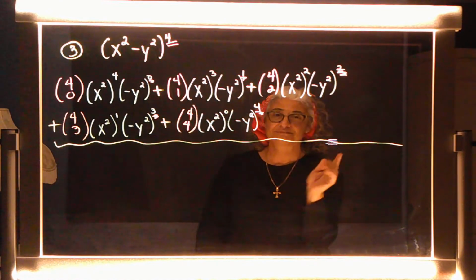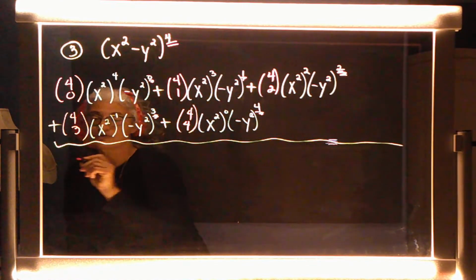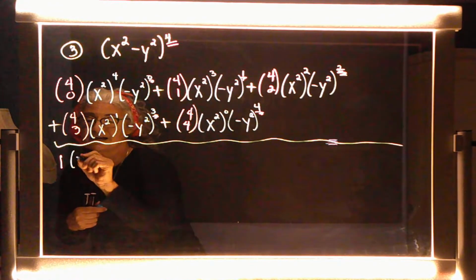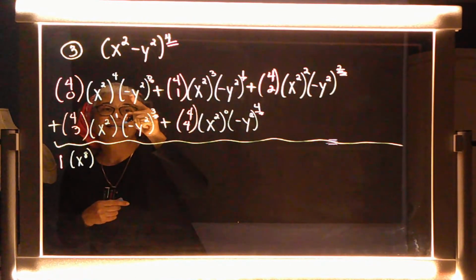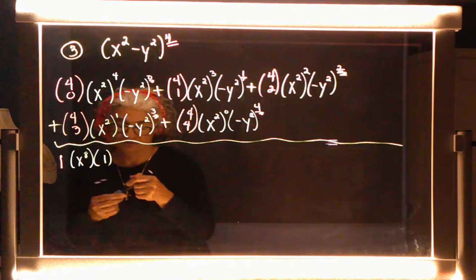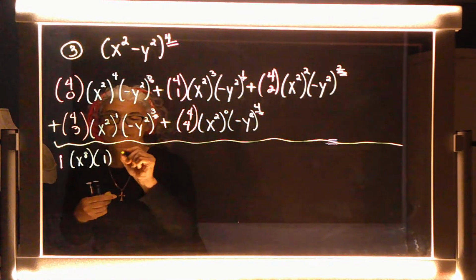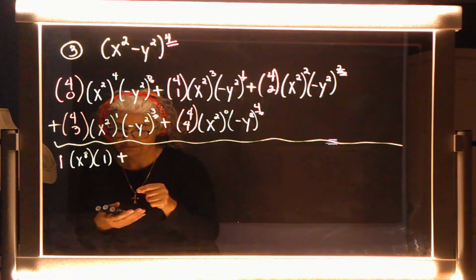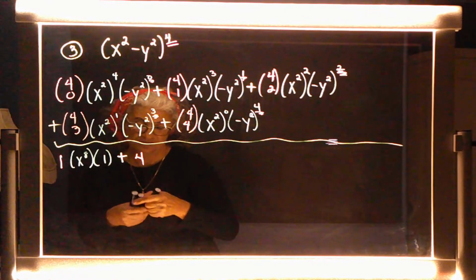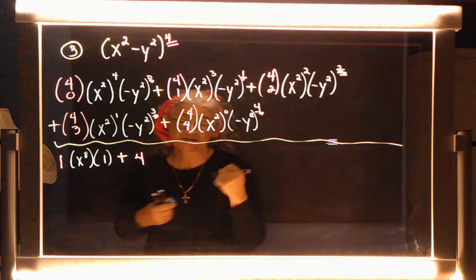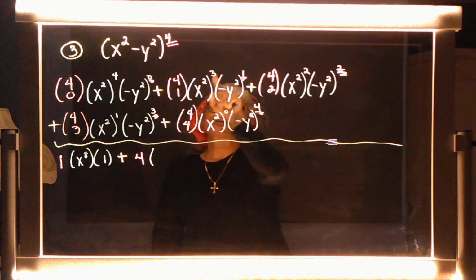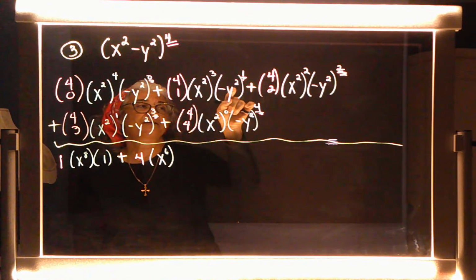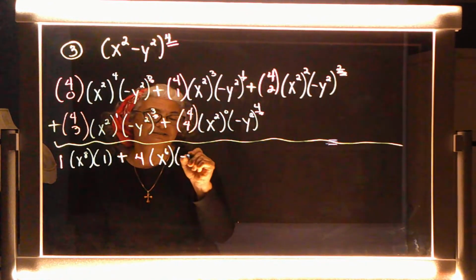Okay, you got them all figured out? Good, let's see if we agree. So 4 choose 0 I got was 1. X squared to the power of 4 I got is x to the power of 8. And negative y squared to the 0 I got is 1. Four choose 1. What'd you get? Good, 4, so did I. And then we've got x squared to the power of 3, which is x to the 6. And negative y squared to the power of 1, yeah, which is a negative y squared.